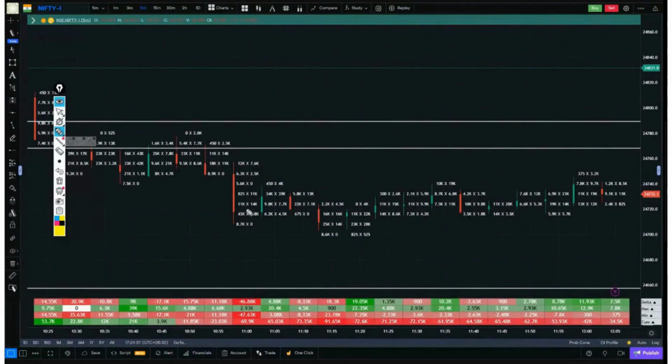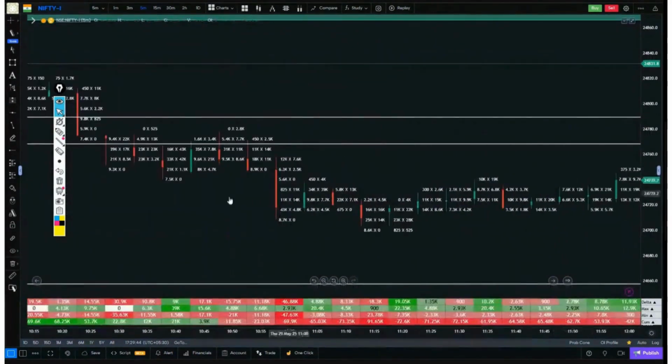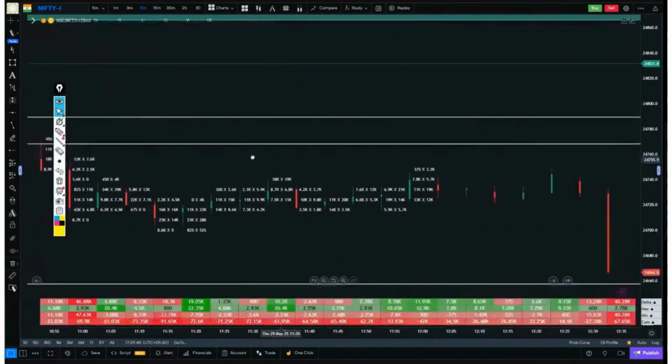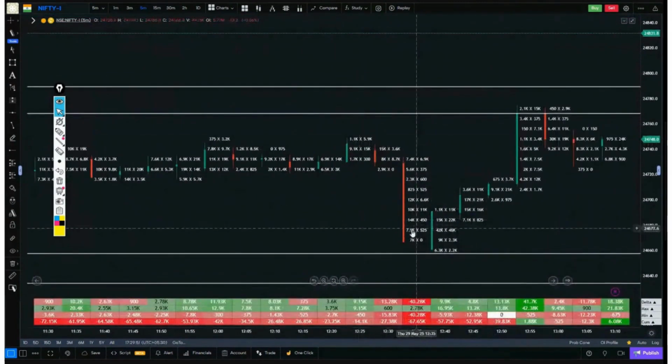Which is the biggest selling zone? This one, right. Again, it got stuck at the same place where there was some minor selling in this candle, and another downside movement, right. Even in this candle, there wasn't any solid selling visible.